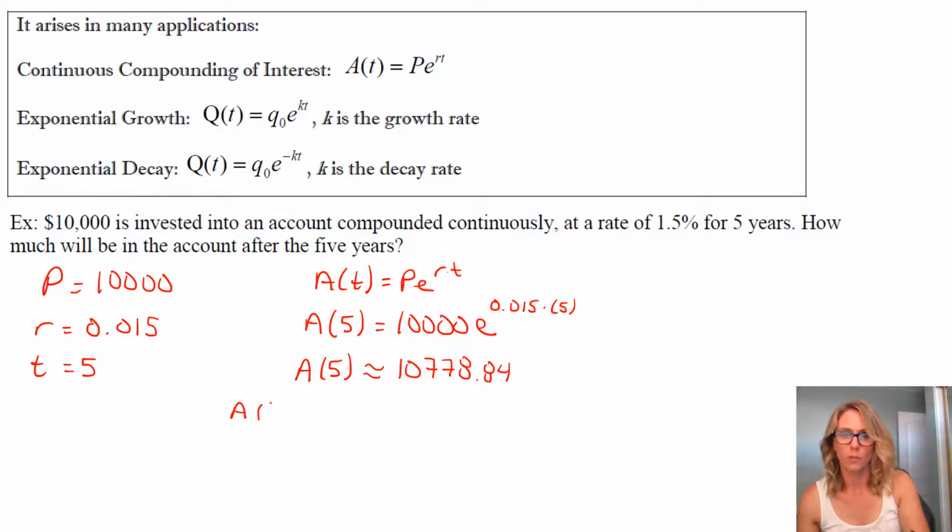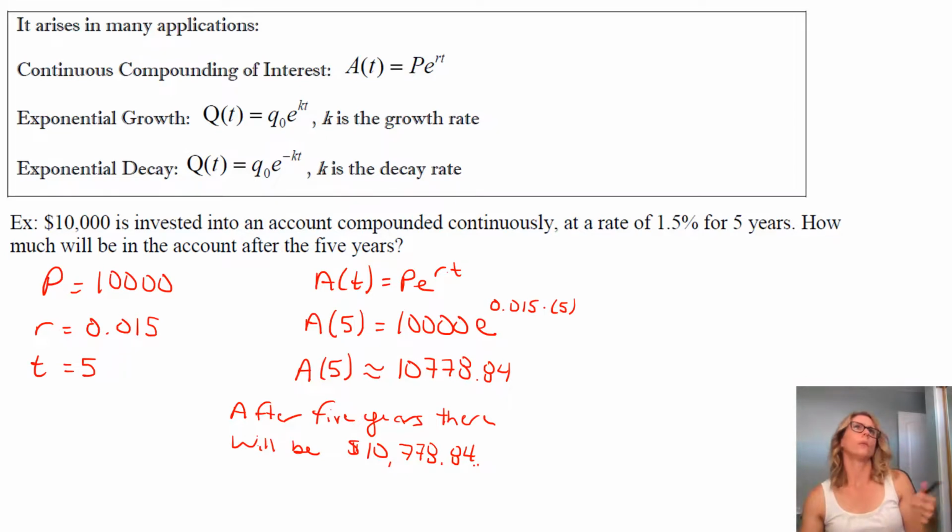So how much will be in the account after 5 years? After 5 years, there will be 10,778.84. Now you might think, hey, that's less than the one we did in the last section. But remember, that had a lot higher rate. The R on that was a lot bigger. So just remember that.